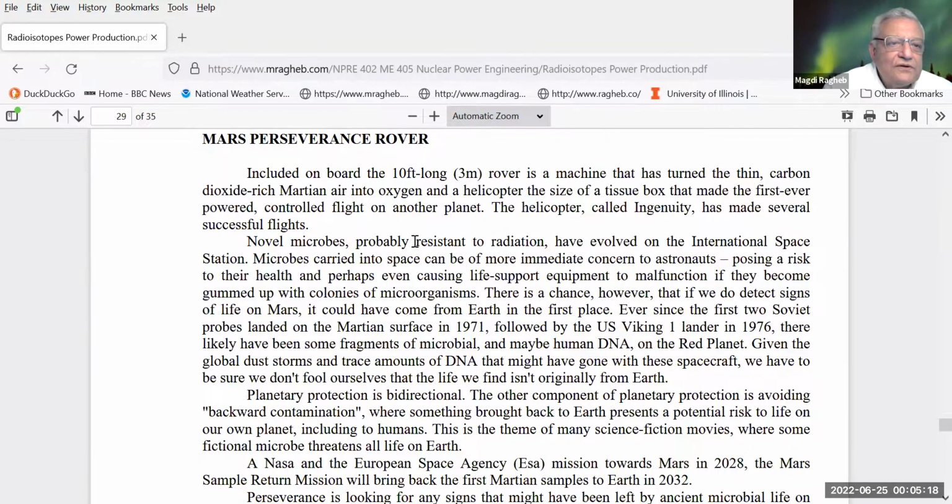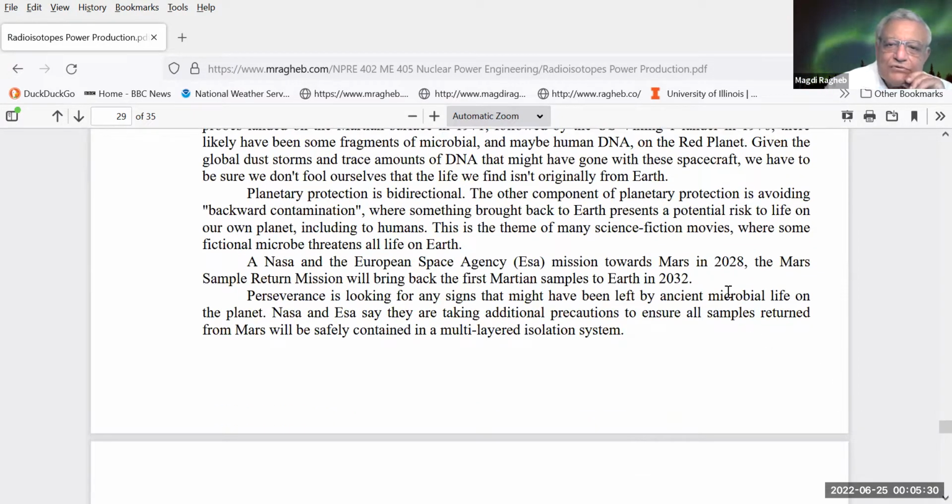The latest rover is the Mars Perseverance rover that is operational, and there are programs to even send more probes towards Mars in 2028, and the existing probe right there is taking samples from rocks, placing them in cylinders, and the European Space Agency is planning a mission to bring back those samples that are stored in cylinders in 2032.